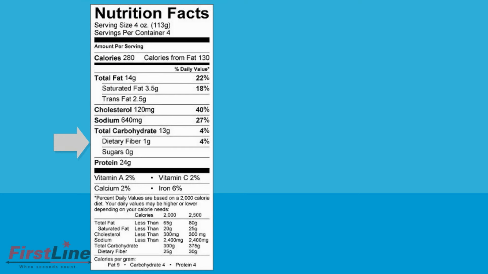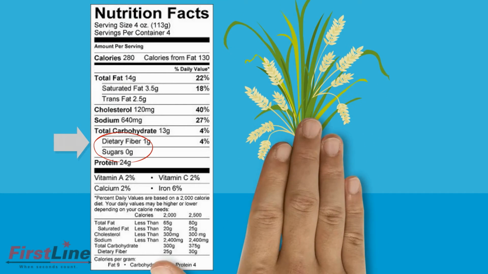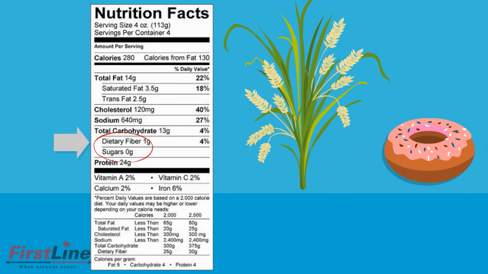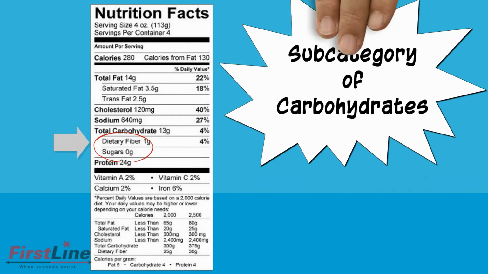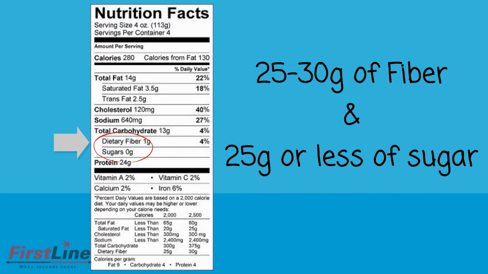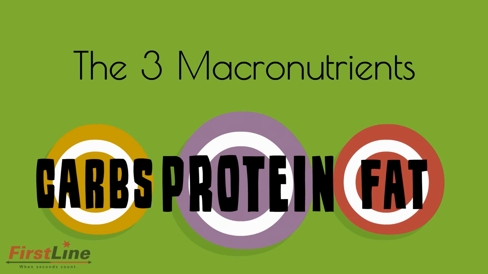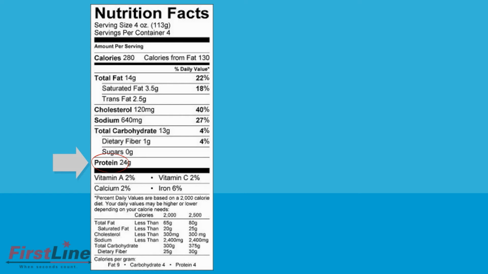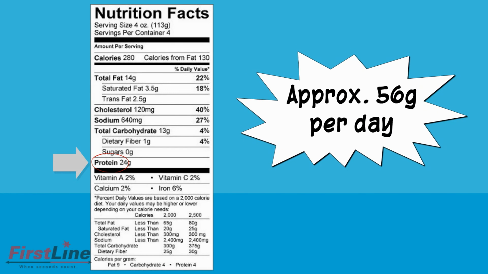After carbs, we have dietary fiber and sugars. These are listed in a lighter font and below carbohydrates because they are a subcategory of carbohydrates. 25 to 30 grams of fiber and 25 grams or less of sugar are recommended daily. Protein is also considered a macronutrient. The recommended average amount is around 56 grams.